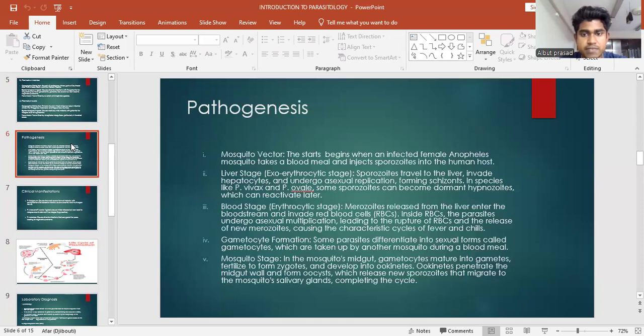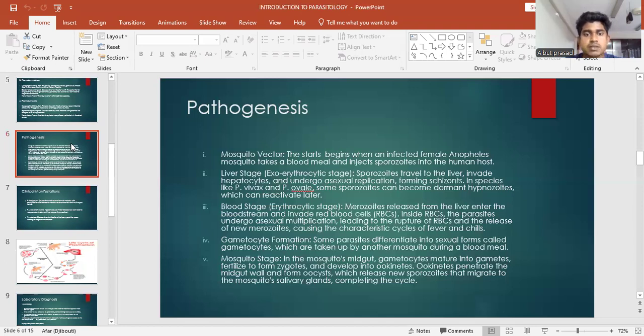The start begins when an infected female Anopheles mosquito takes a blood meal and injects the sporozoites into the human host during a bite. Now, after that, the liver stage. Sporozoites travel to the liver, invading hepatocytes, the liver cells, and undergo asexual replication, forming schizonts. In species like Plasmodium vivax and Plasmodium ovale, some sporozoites can become dormant hypnozoites. Dormant hypnozoites can remain there for many years and become active once they find a suitable time and place.